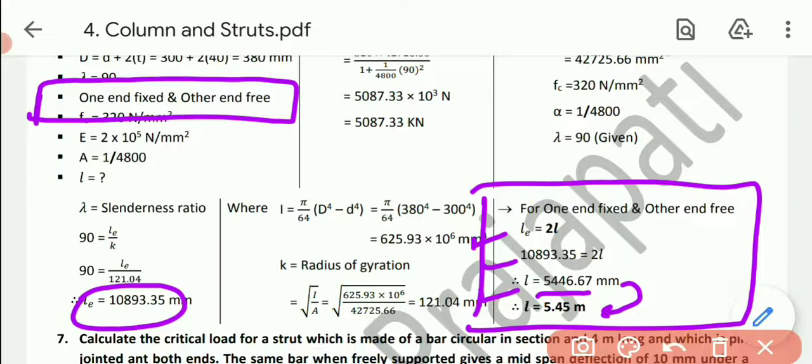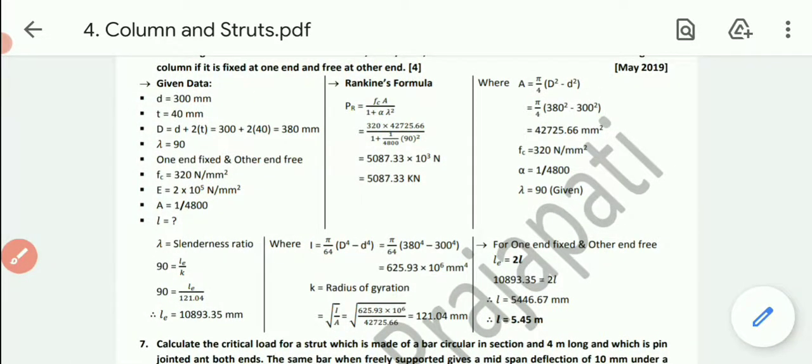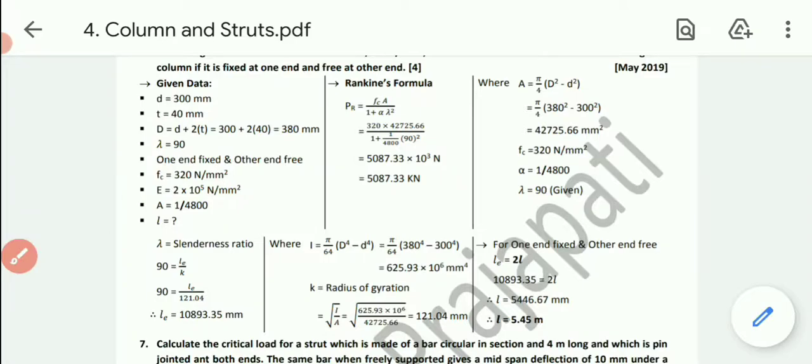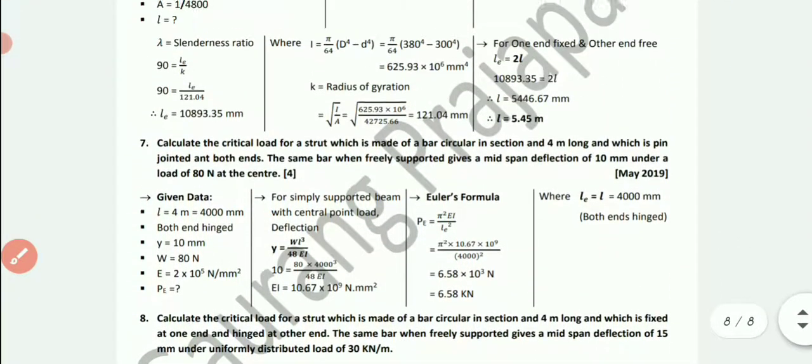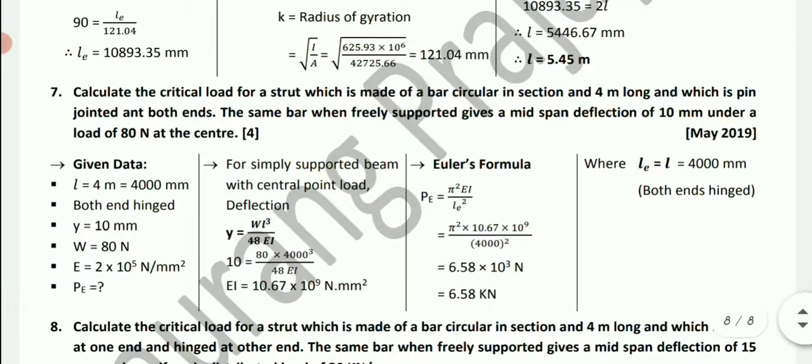So this is the example. See, up to Rankine's formula, this one is our normal sum, nothing new. But they have given us lambda in this example, and when lambda is given, they have told us to calculate L. So in this kind of variable examples, we need to solve the sum using this kind of relations. Okay, now next, example number 7.